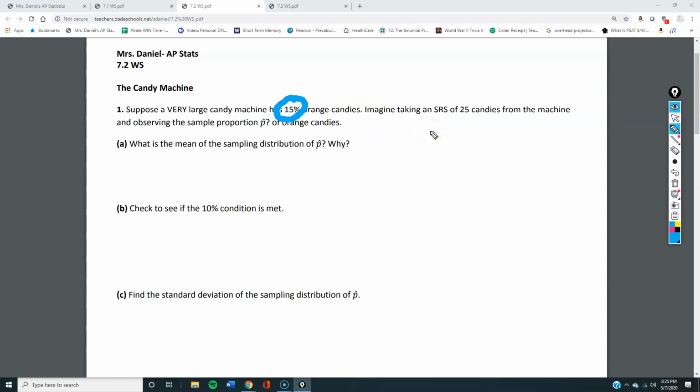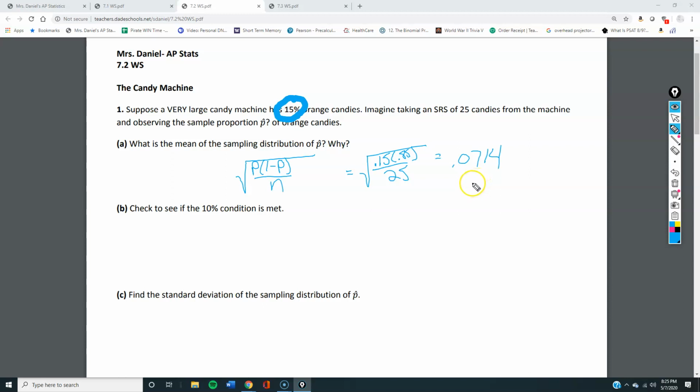Because it's a proportion, we are going to use our handy formula for the sampling distribution of a proportion, which, if you recall, is the square root of p times 1 minus p, all over n. For this one, my p is 0.15, because that's what we're saying success is. So we're going to do the square root of 0.15 times 1 minus 0.15, which is 0.85, all over our sample size of 25. When I do that, I got 0.0714.